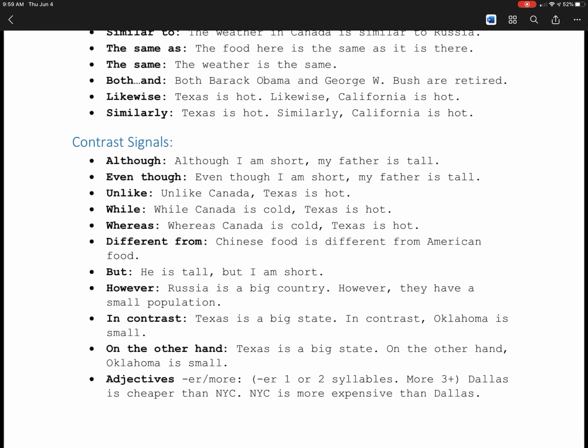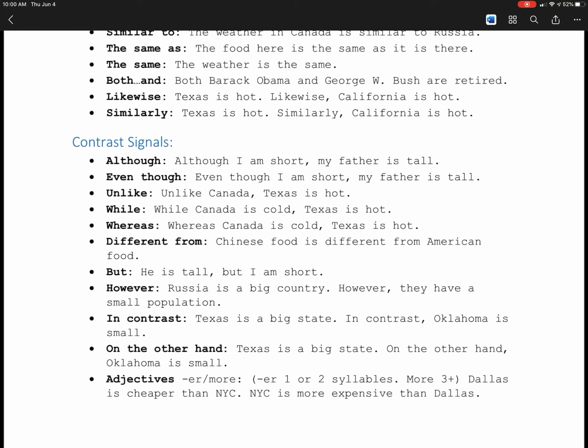Now with while and whereas, these two can be used similarly. We'll have a subject and a verb on both sides of the comma. While Canada is cold, Texas is hot. Whereas Canada is cold, Texas is hot. We can also put those two the other way. Texas is hot while Canada is cold, or Texas is hot whereas Canada is cold. So we could put those in either way. Chinese food is different from American food. He is tall, but I am short.